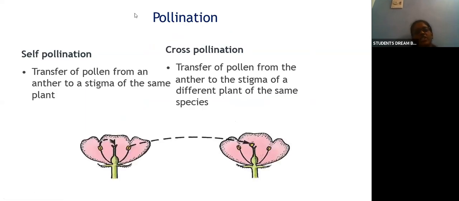So pollination can either be self or cross. Self pollination is the transfer of pollen from an anther to the stigma of the same plant. Whereas if it happens between two different plants of the same species, it is cross pollination. Clear? So these are the two types of pollination, self and cross.